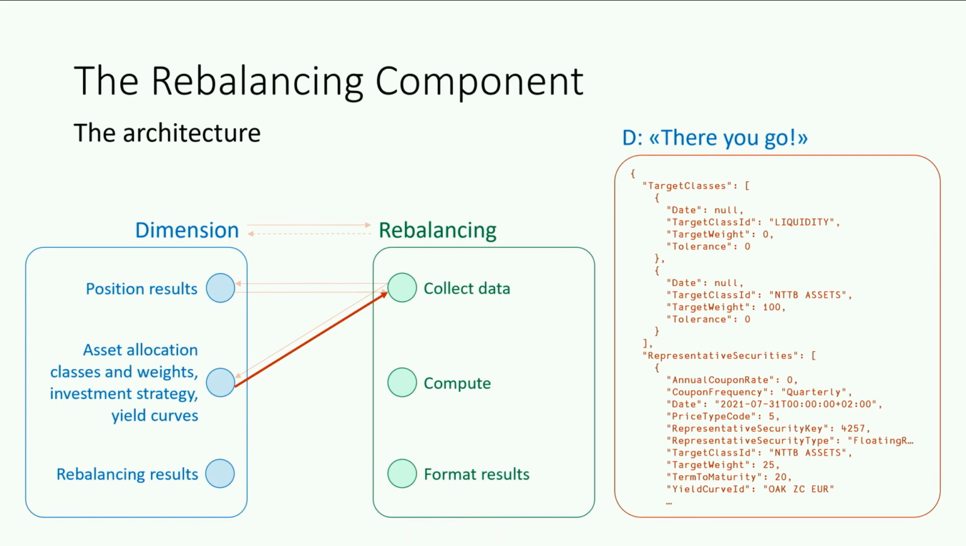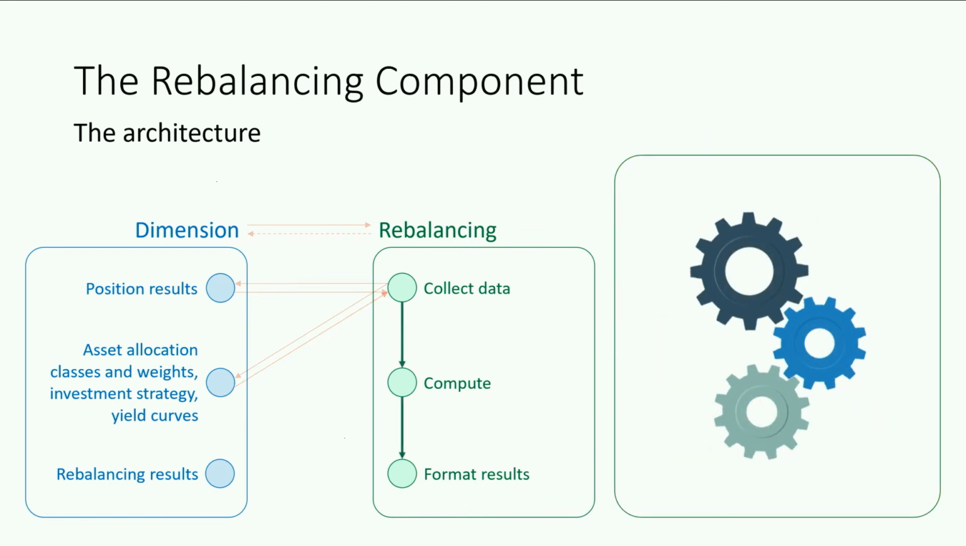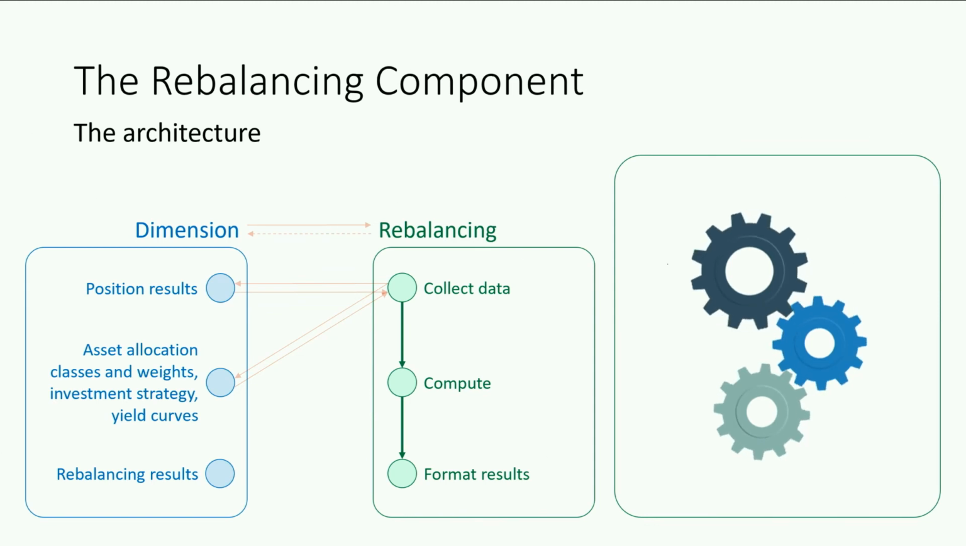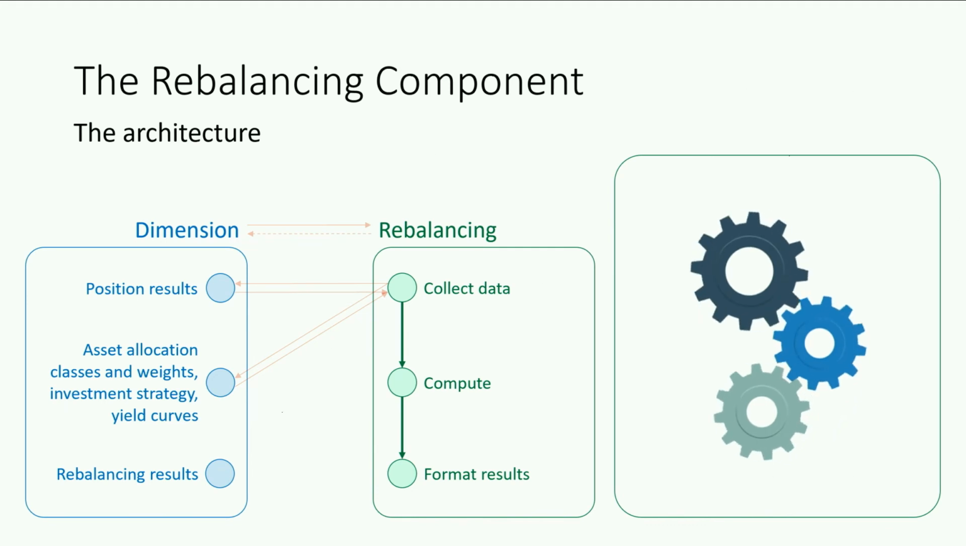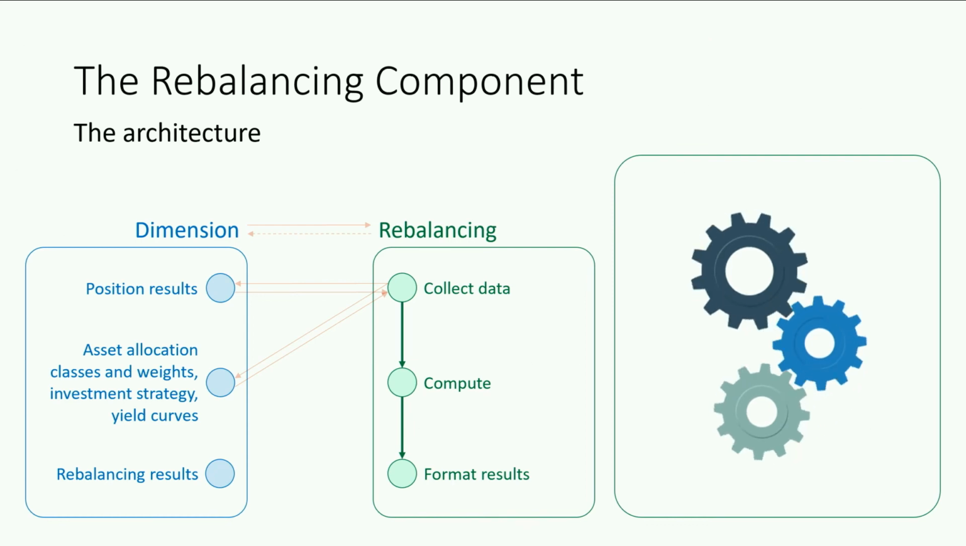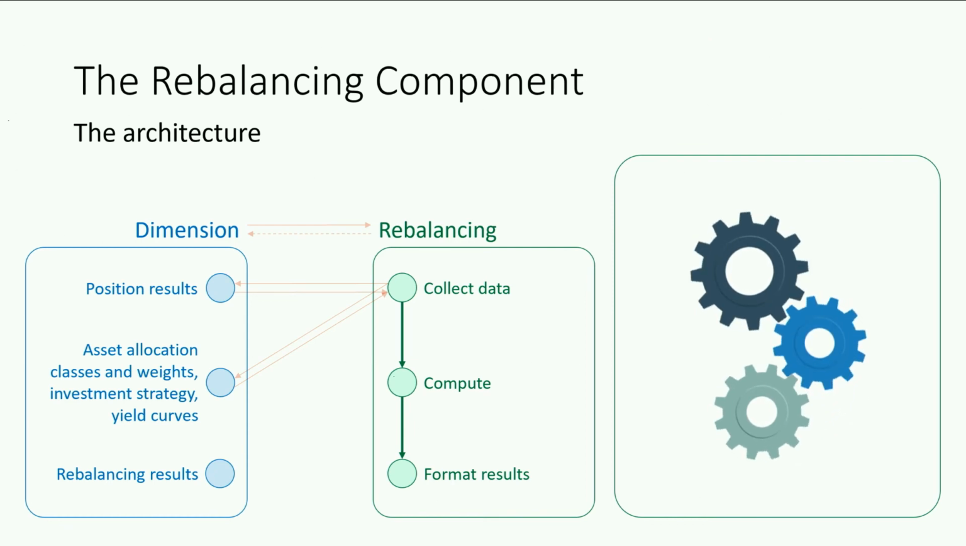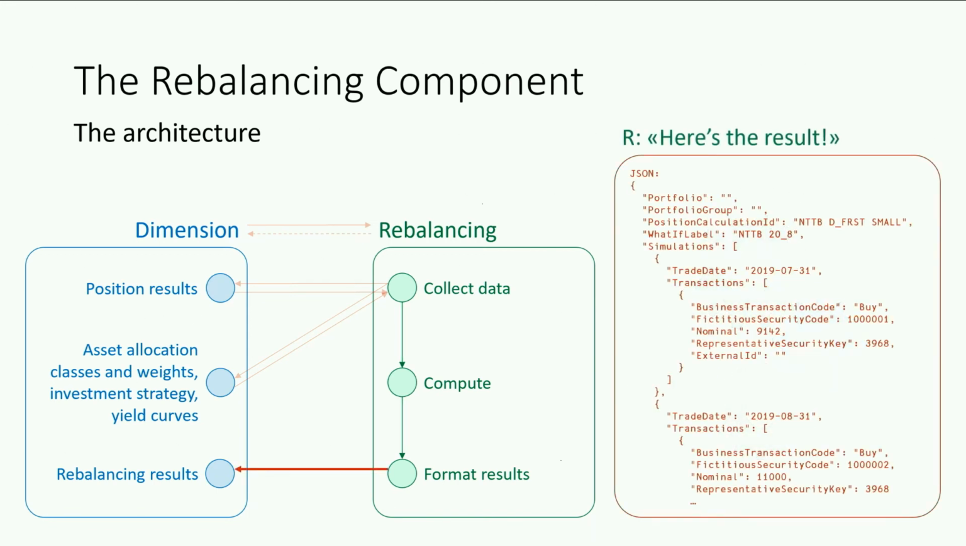Then the real calculation can start, but only after having translated this JSON into that comfortable data structure I said before. So there's a translation part, the computation, and then the results have to be translated back into a format that is readable for Dimension. So finally, we produce this JSON object containing an array of transactions that have to be made in the future to achieve the target asset allocation.